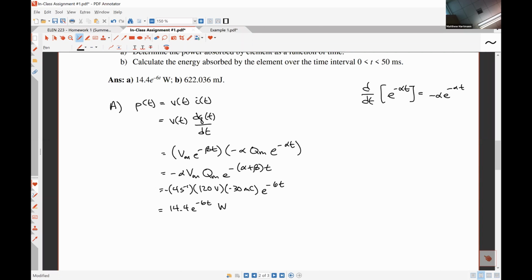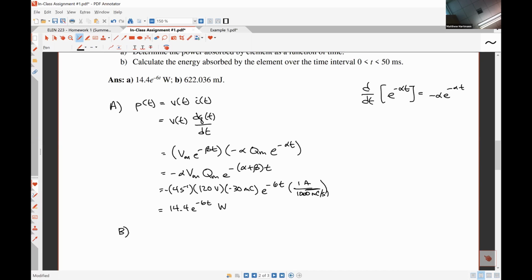watts. So to be clear here, I did another conversion, which I can explicitly write over here, that says 1 amp is 1,000 millicoulombs per second. So that's why I multiplied by 0.03 instead of 30. But anyway. All right, so part B.